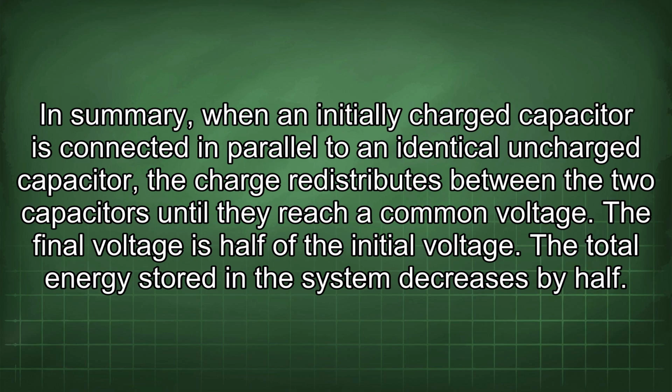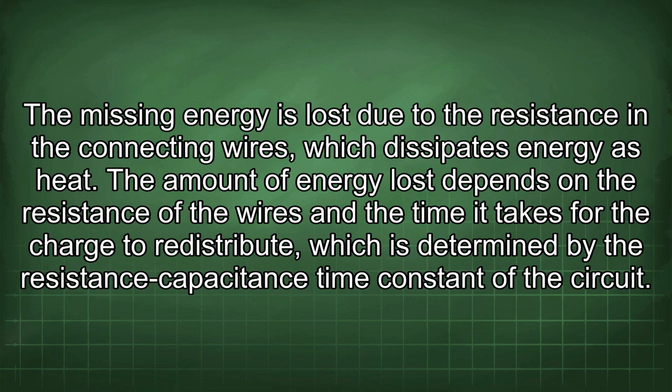the charge redistributes between the two capacitors until they reach a common voltage. The final voltage is half of the initial voltage. The total energy stored in the system decreases by half. The missing energy is lost due to the resistance in the connecting wires, which dissipates energy as heat. The amount of energy lost depends on the resistance of the wires and the time it takes for the charge to redistribute, which is determined by the resistance-capacitance time constant of the circuit.